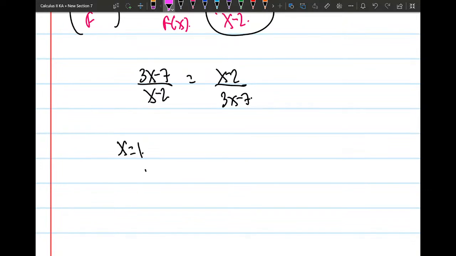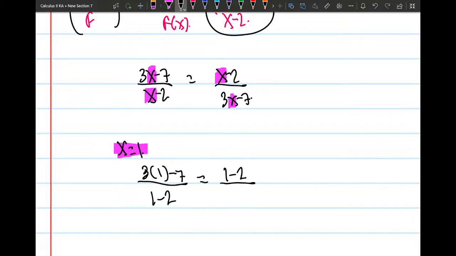I'm going to have (3 times 1 minus 7) over (1 minus 2) is equal to (1 minus 2) over (3 times 1 minus 7). Numerically, this is not going to work. They're not going to be equal.